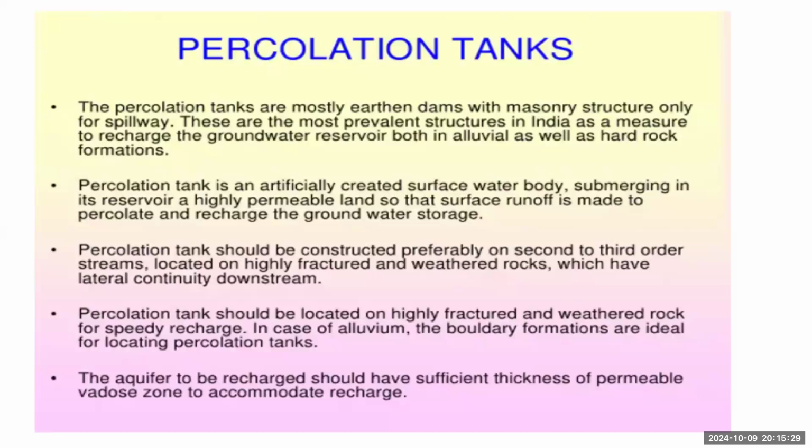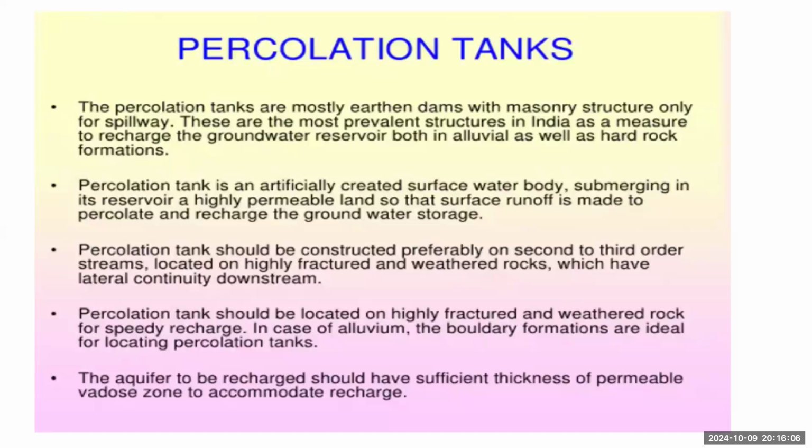They are constructed means what? The dam wall is constructed in order to stop the flow of water so that a pool of water is created behind that dam wall. In case of a percolation tank, this dam wall is essentially an earthen dam, means an earthen embankment. The earthen embankment is trapezoidal in shape. It is constructed across the flow of water, and behind that, a pool of water is created.